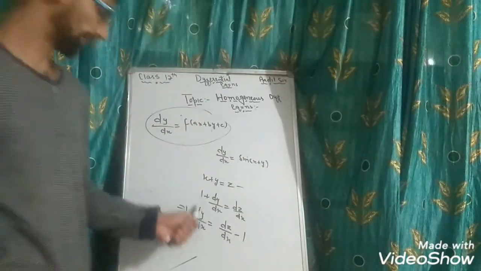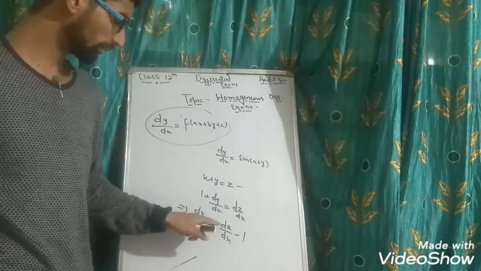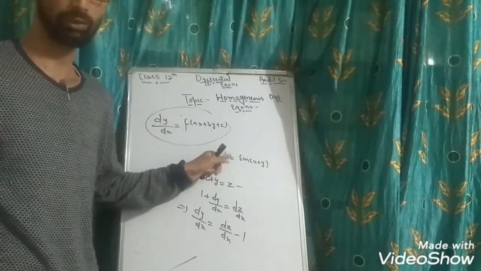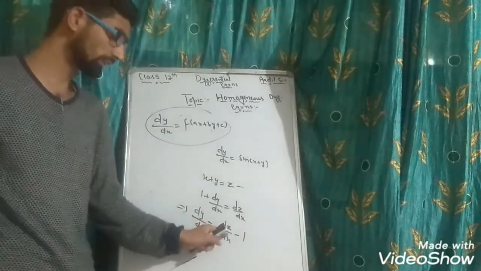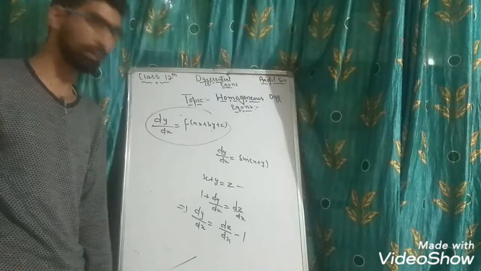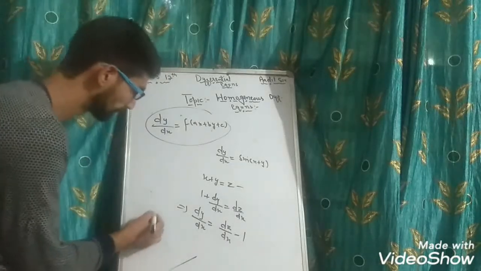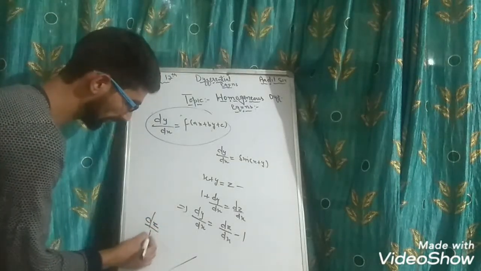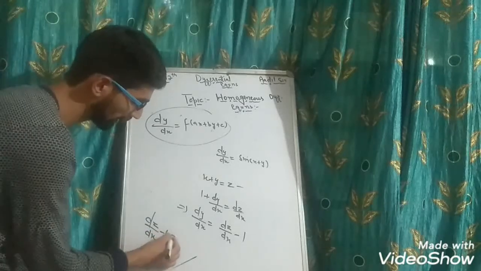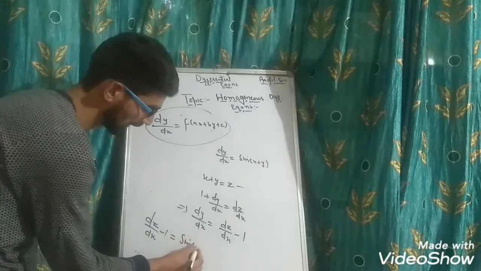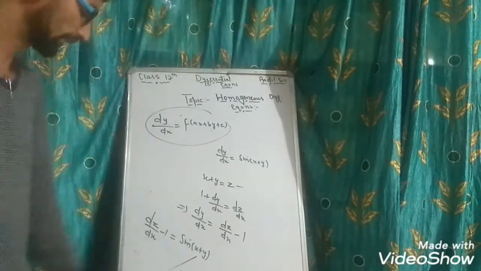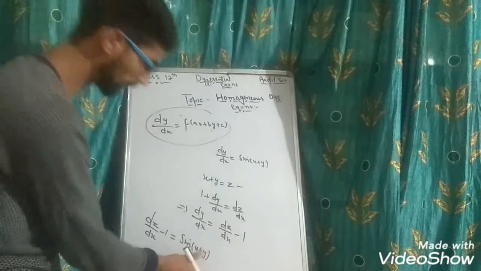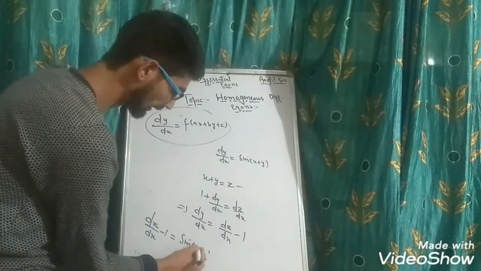Now the final step is to make this substitution in our differential equation. We will substitute dy by dx as dz divided by dx minus 1. So it will be dz divided by dx minus 1 equals sine of x plus y. I hope after here it is very easy. This sine of x plus y we have taken as z. I hope this is understood up to here.